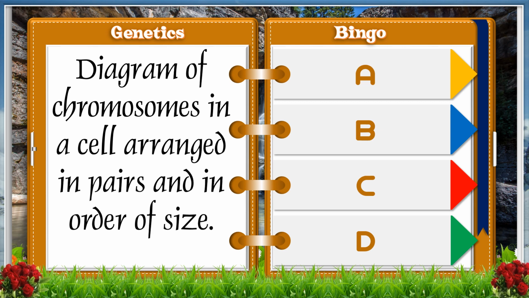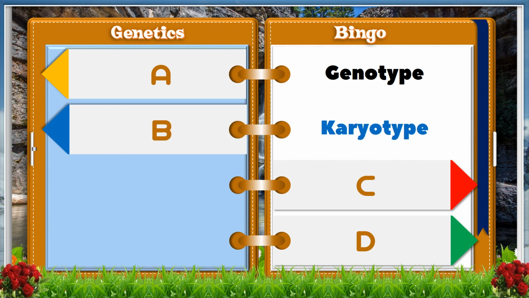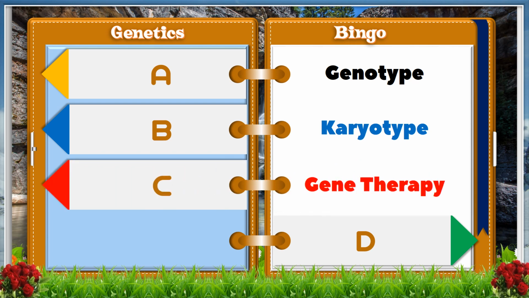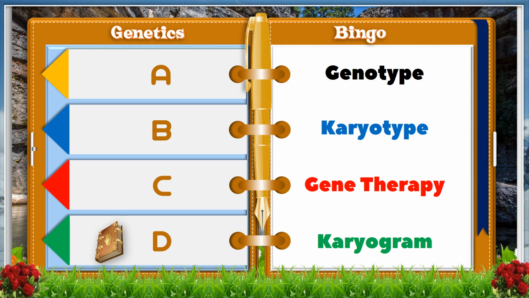Diagram of chromosomes in a cell arranged in pairs and in order of size. A. Genotype. B. Karyotype. C. Gene theory. D. Karyogram. And the answer is D. Karyogram.